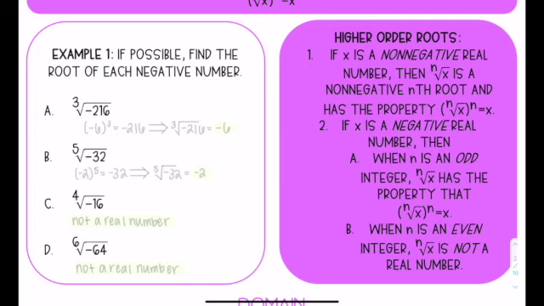So let's take this to the test here with example number 1. We're looking for the cube root of negative 216. So what cubed gives me negative 216? Well, negative 6 cubed gives me negative 216. And so that means that the cube root of negative 216 is negative 6.